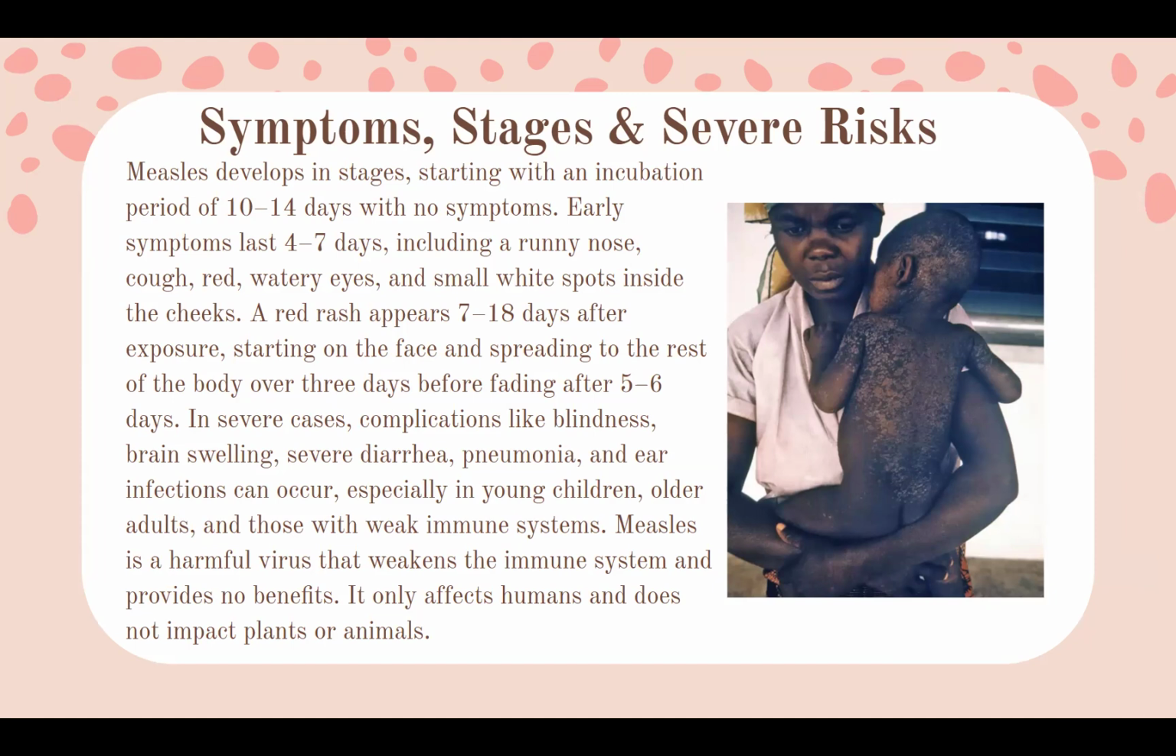In severe cases, complications like blindness, brain swelling, severe diarrhea, pneumonia, and ear infections can occur, especially in young children, older adults, and those with weak immune systems. Measles is a harmful virus that weakens the immune system and provides no benefits. It only affects humans and does not impact plants or animals.